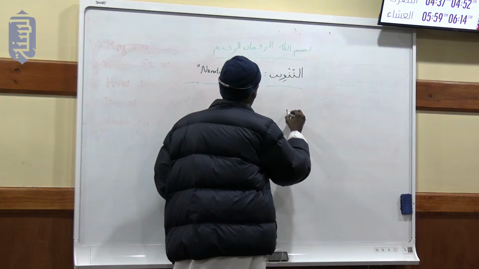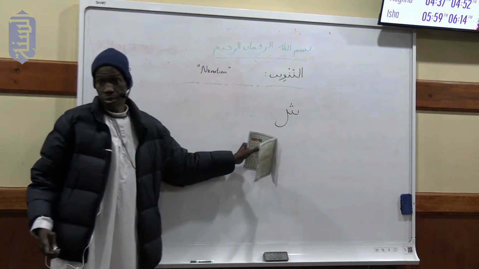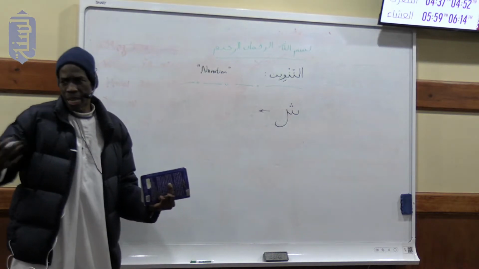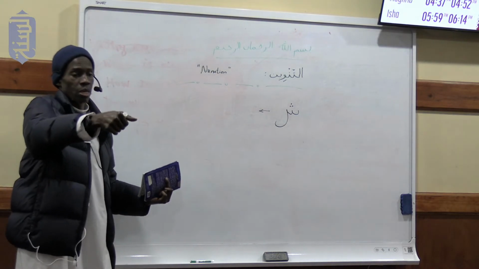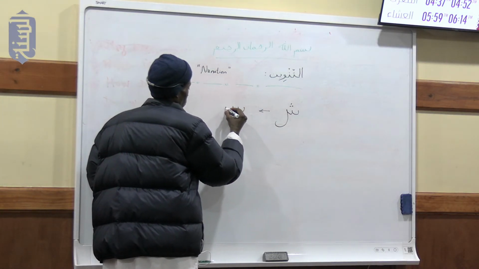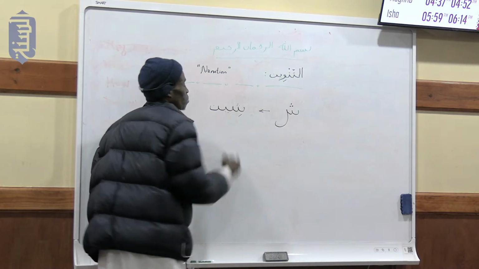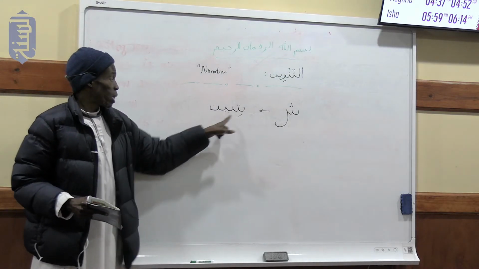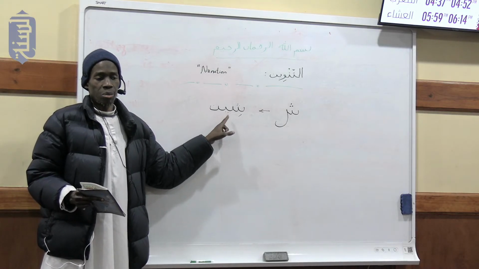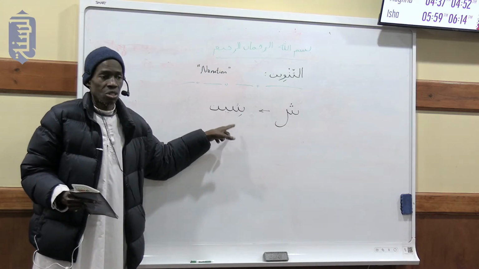What letter is this? Shin, right? How do you spell shin by itself? The letter shin has its own spelling. So it is spelled like this, with a prolongation in the middle. Sheen. Not shin, but sheen. So this is the spelling and pronunciation of sheen.